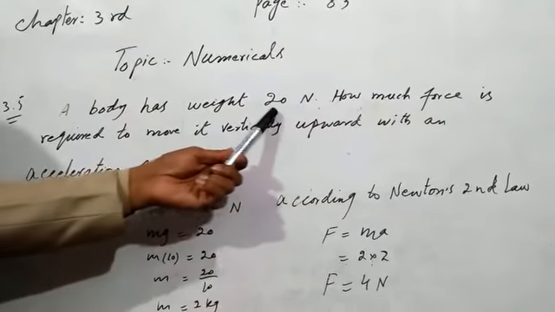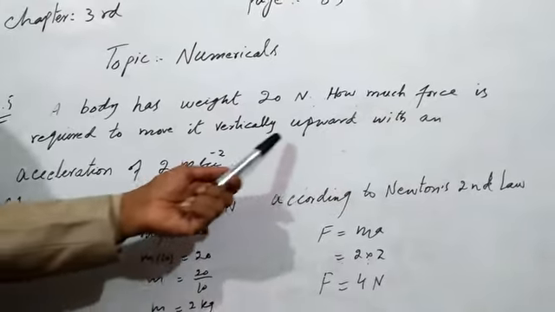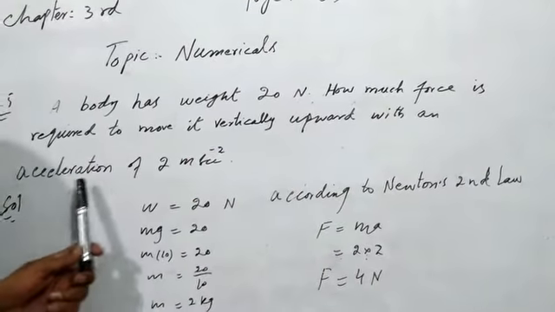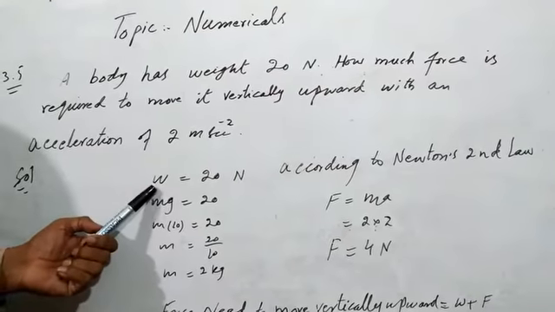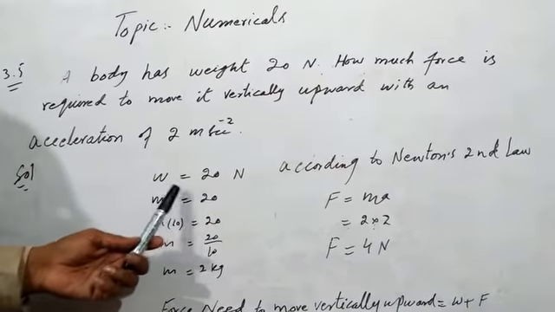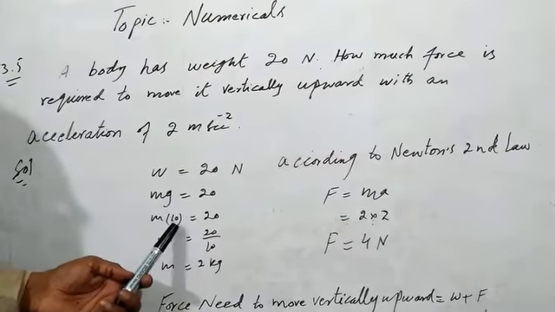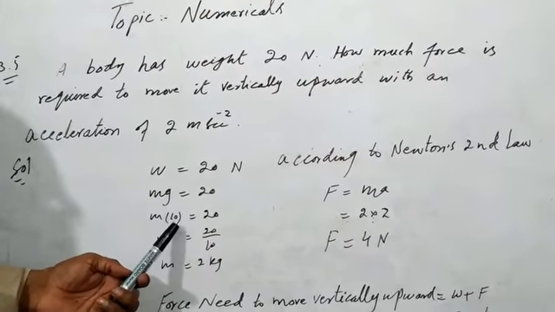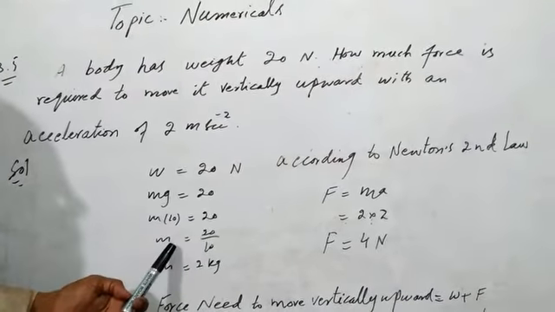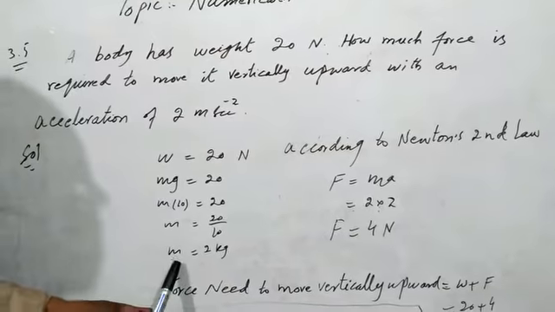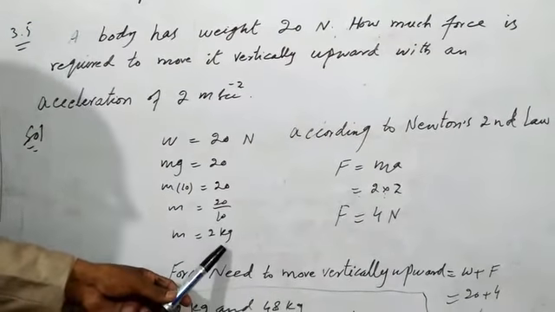Our body has weight 20 Newton. How much force is required to move it vertically upward with an acceleration of 2 meter per second square? So data is weight W is equal to 20 Newton. Weight is mg is equal to 20. Putting the value of g, which is gravitational acceleration, m multiplied by 10 is equal to 20, so m is equal to 20 by 10. So mass of the body is 2 kg.